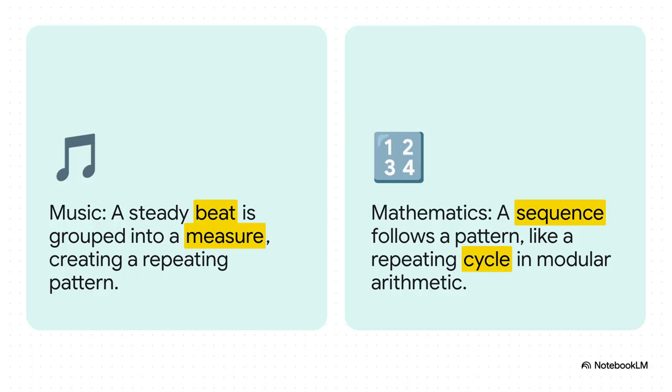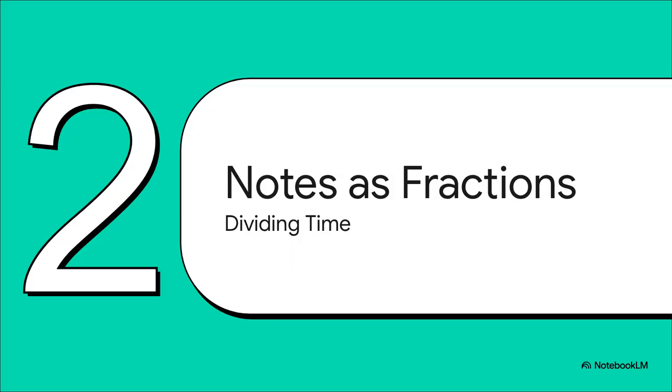Seriously. Think about a clock. The hours go from 1 to 12, and then what happens? They cycle right back to 1. That's a mathematical cycle. A musical measure does the exact same thing, creating this predictable, repeating loop that our brains just love to follow.